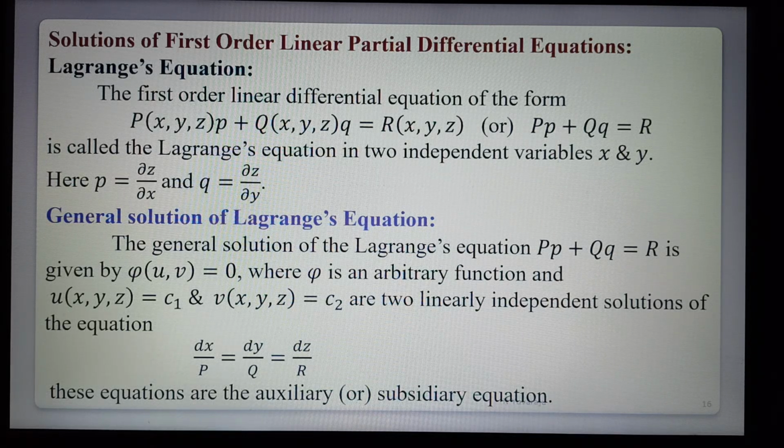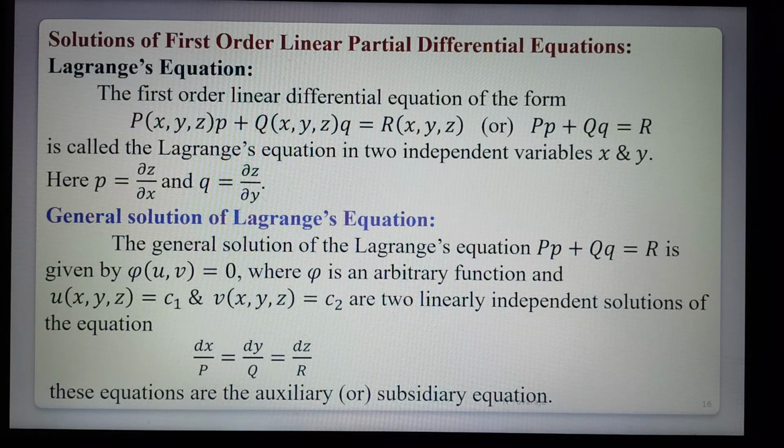To find the solution of Lagrange's equation, first of all we find the auxiliary equation. In total, how many sets of equations? Three sets. dx by P equal to dy by Q, one set. dy by Q equal to dz by R, second set. dx by P equal to dz by R, third set. Any two sets are solved, giving the two solutions u and v. Therefore the complete general solution is phi of u comma v equal to 0. This is the solution of Lagrange's equation.